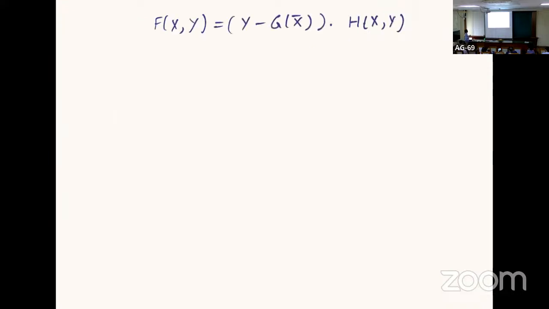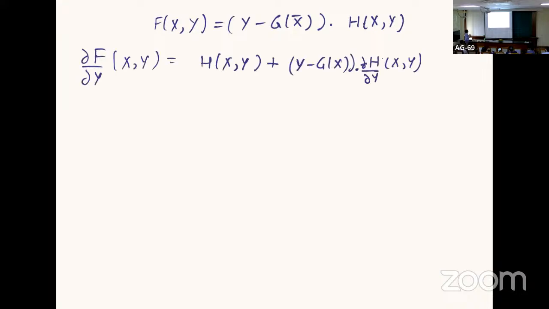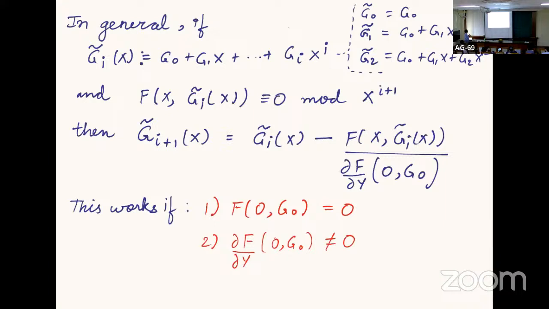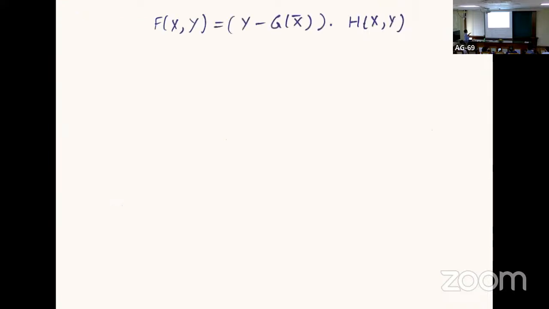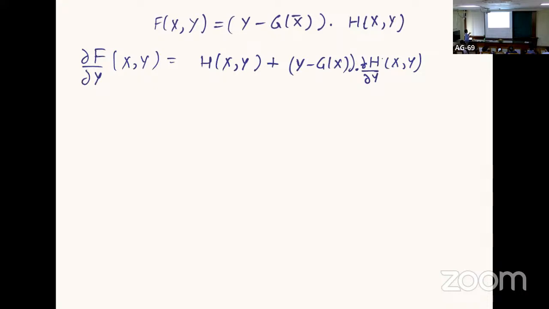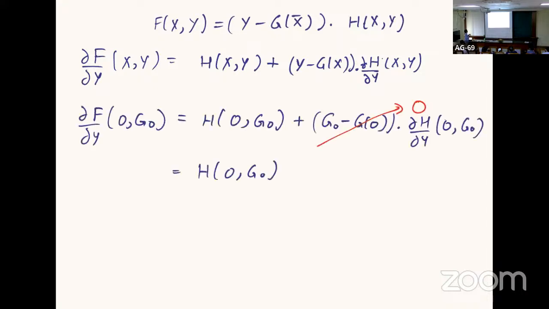So this is the polynomial that we started off with. I just want to quickly, what do I want to do, right? I want to know, is this condition holding? Is the partial derivative of f with respect to y at 0 comma g0 not equal to 0? I'm just going to try and figure that out. You apply the product rule, differentiate it, and evaluate it at 0 comma g0. And what you get is h of 0 comma g0.